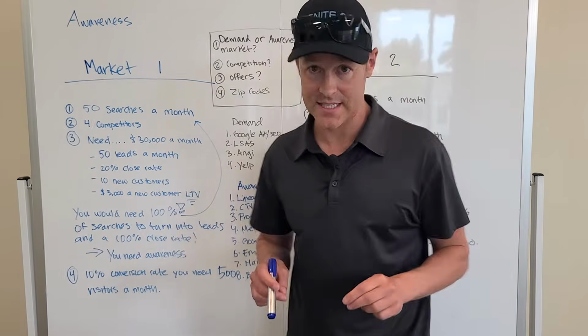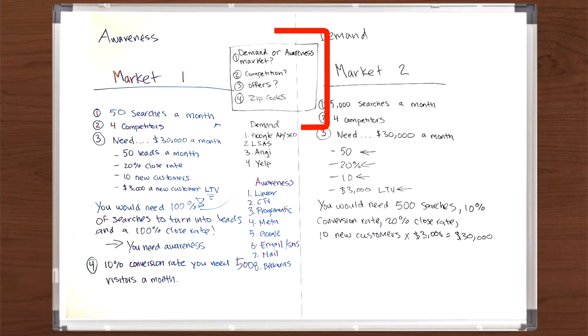Now let's talk about the next step. Demand versus awareness. When you look at a market, is this a demand or is this an awareness market? Very easy to figure that out. All you do is look at the amount of demand in the market. How many people are searching around the products and services that are important for this market to succeed? After you figure that out, how much competition is there? Is there one competitor? Is there 20 competitors? If you were in this market, market number 2, there's 5,000 searches a month, but there's 50 competitors in the area, that might change things a little bit just based off of supply and demand.